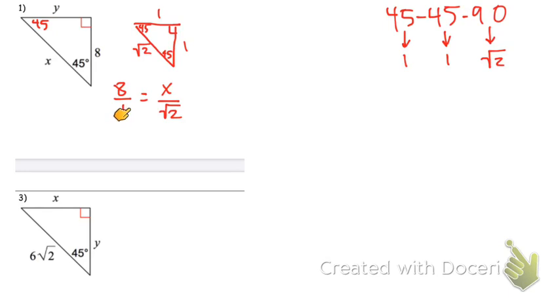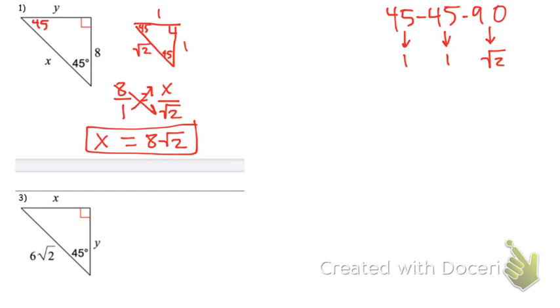So let's go 1x and then 8 times radical 2. So 1x, which is just x, equals 8 radical 2. And this is going to be my value for x because there's nothing to simplify here. Okay, so it's 8 times radical 2.